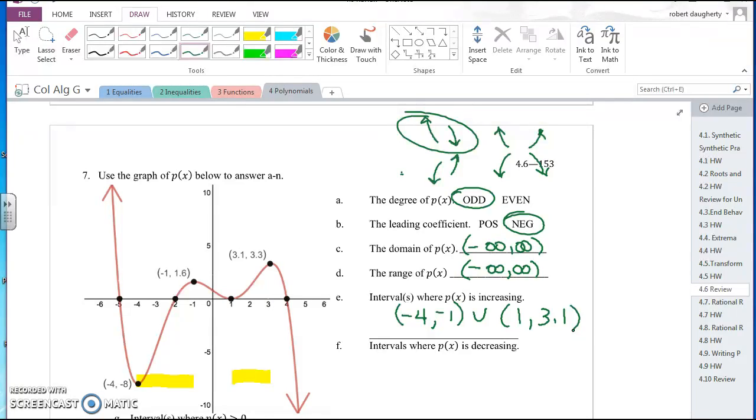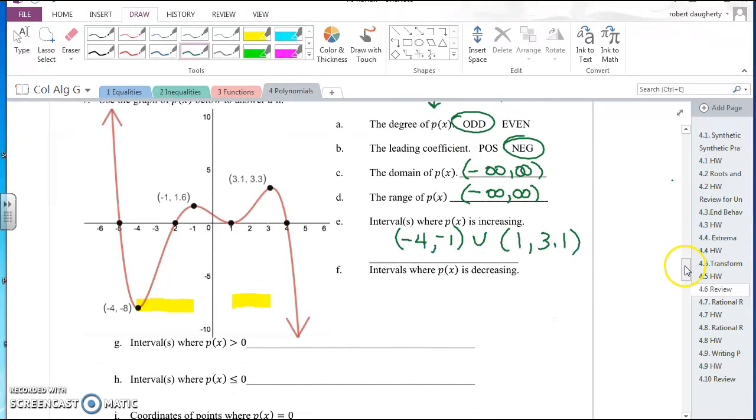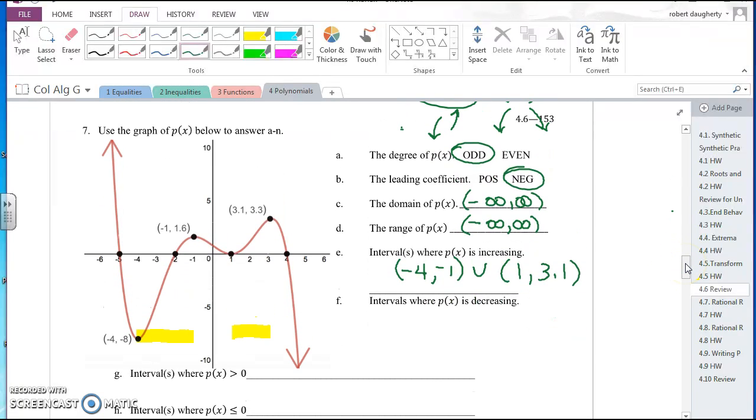Okay, intervals where the function is decreasing. So you look at your graph, it is decreasing from negative infinity until you get to the point -4. Remember, I'm traveling on the x-axis. Then it starts to increase until I get to -1. Then it decreases between -1 and 1. Then it increases up to 3.1, and then it starts to decrease from 3.1 to infinity.